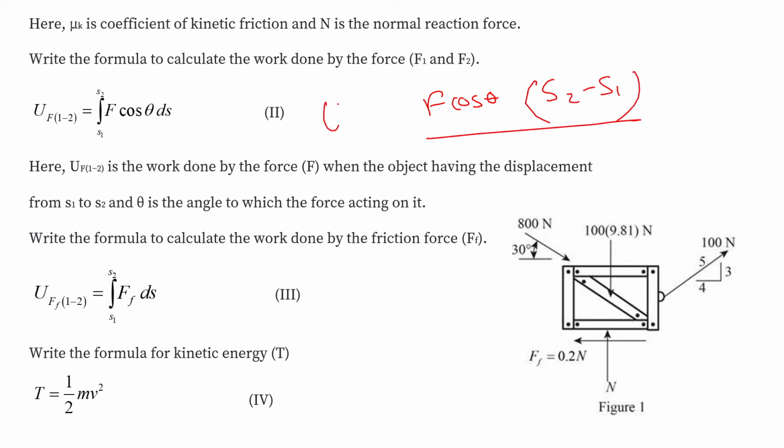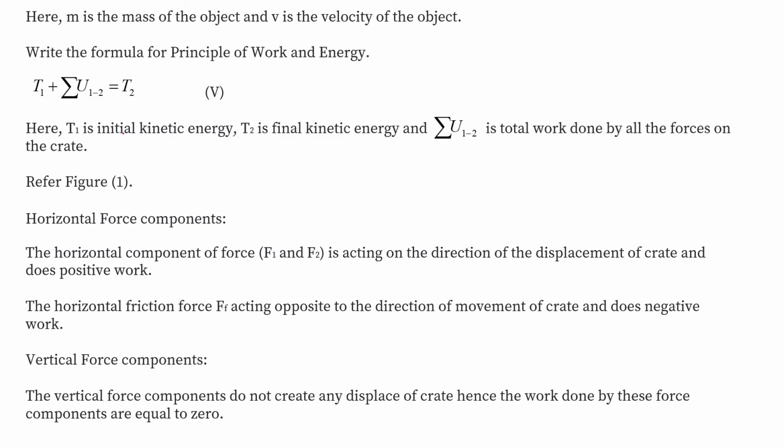This would be our work done by force 1 for going from position 1 to position 2, and this would be our work done by friction force. So now, as we know, we can write the value of kinetic energy as half mv square. So now let's apply the principle of work energy, that energy is always conserved. So here we can see the initial kinetic energy plus the work done will be equal to final kinetic energy.